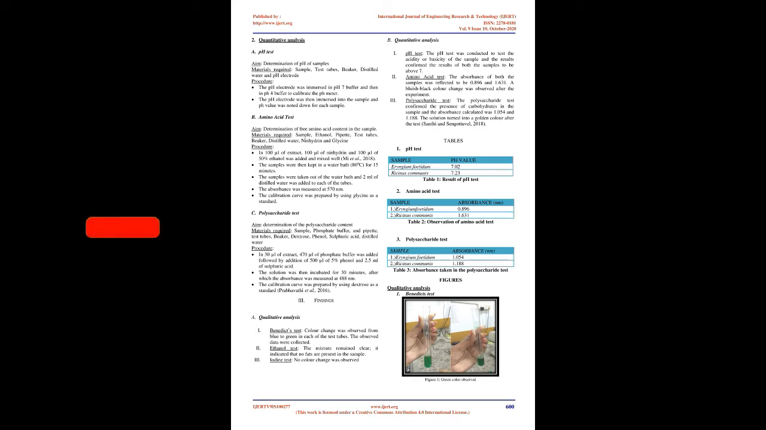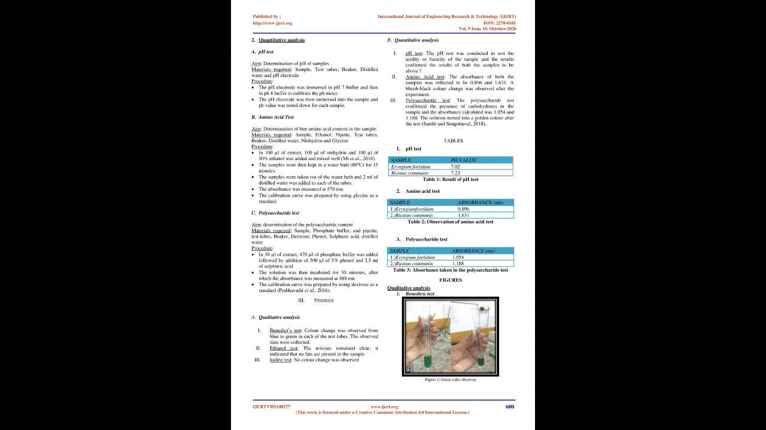A. Benedict's test. Aim: determination of presence of sugars in samples. Materials required: sample, Benedict's solution, pipette, test tubes, and beaker. Procedure. 1 ml of each sample was placed into clean test tubes. 2 ml of Benedict's reagent, CuSO4, was added to each of the test tubes. The solution in the test tubes was then heated in a boiling water bath for 5 minutes.